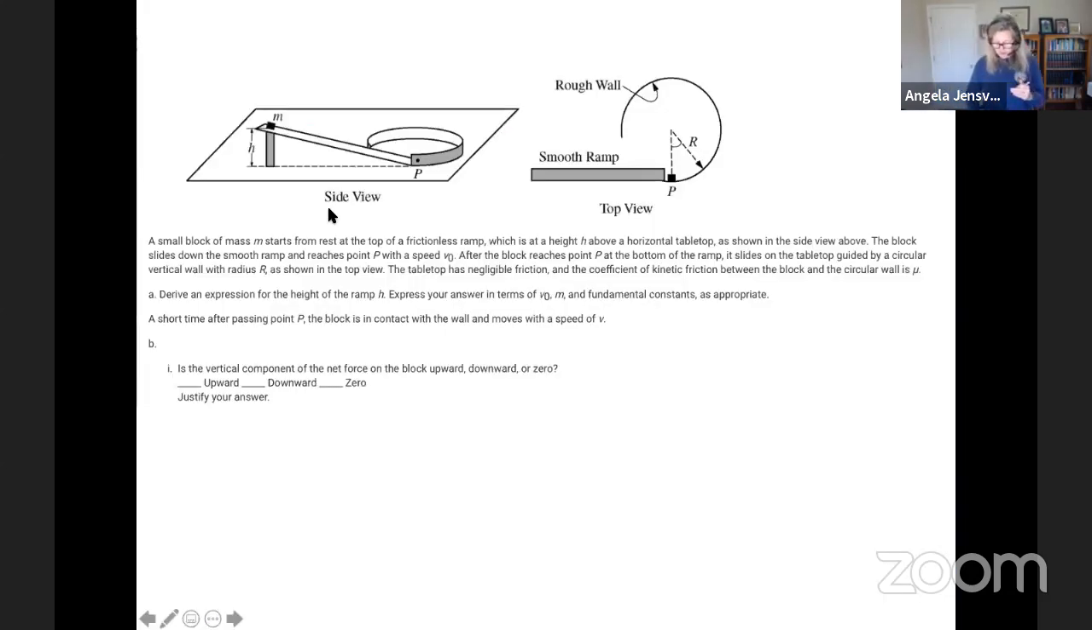All right, we're going to do a free response. All right, so I'm going to let you read this, and this is parts A and B, so I'm going to give you 2 minutes to do it.